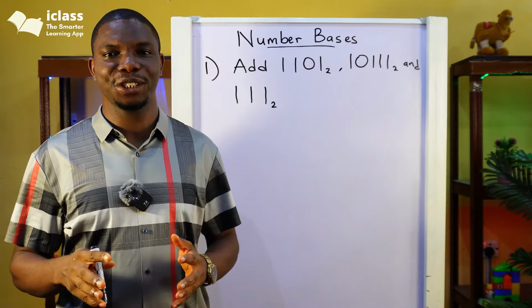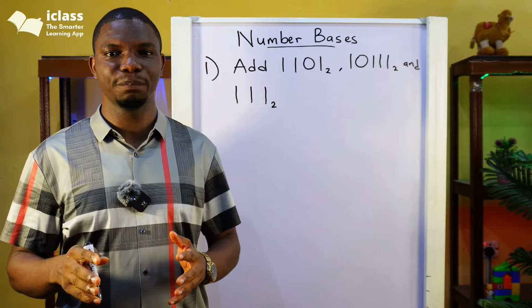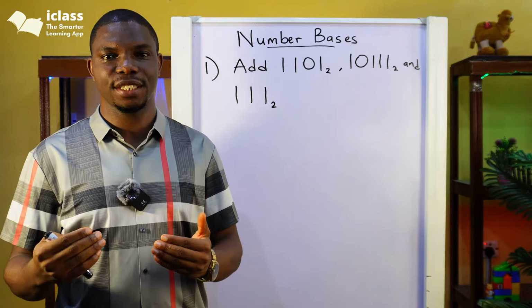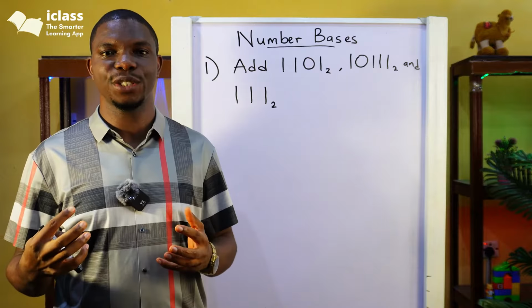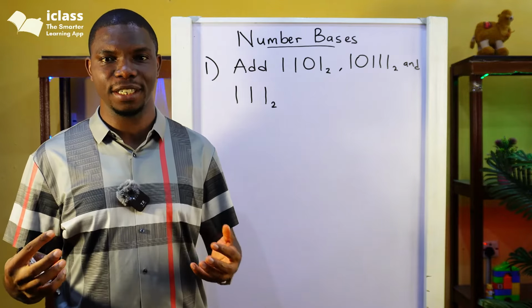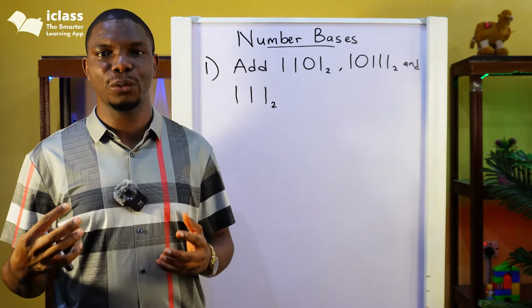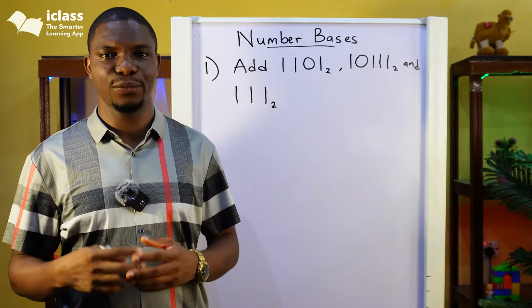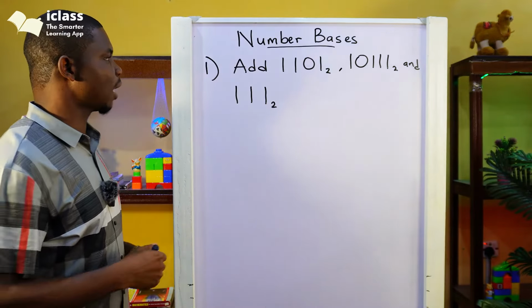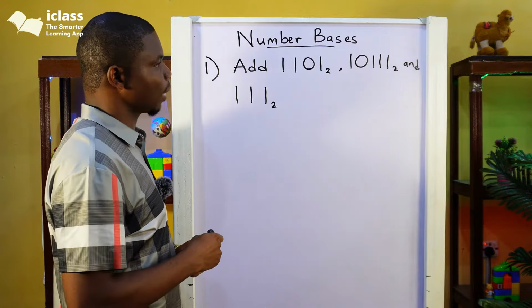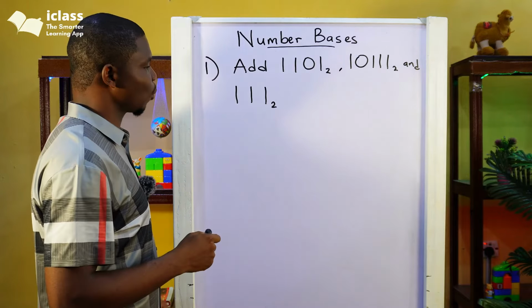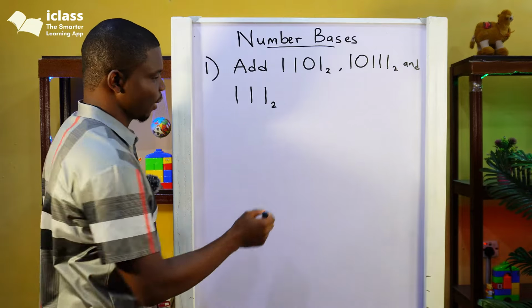So now to the first question in this video. This is a practice exercise, so you practice along with me. And that means you need to have your pen and your paper ready and attempt the question before watching my explanation. The first question: add 1101 base 2, 10111 base 2, and 111 base 2.